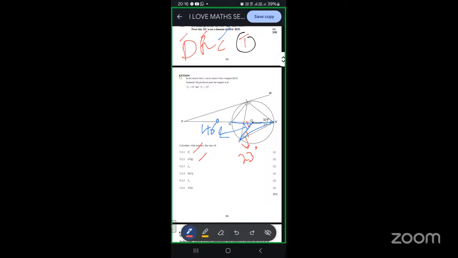Let's go to 5.2.3. Now we are required to calculate, with the reason, the size of angle L2. L2 is that one right there. Let me just erase my mess here. We're done with that one. This is L2. Anyone, guys, who can give this one a try? It's not that bad. 5.2.3, the size of L2 there.